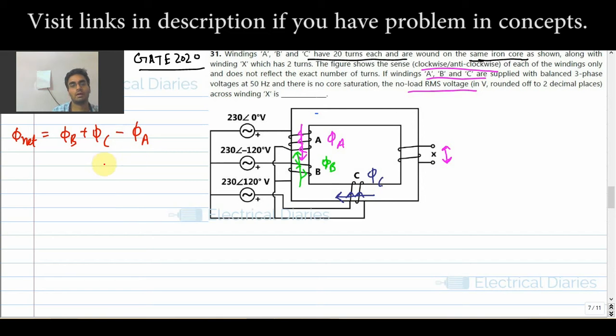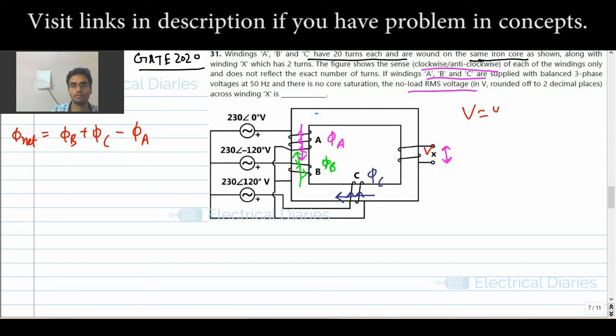Now why was this important? Because the voltage per turn is induced according to the fluxes only. The voltage per turn will be the same in every winding. So if I calculate the voltage per turn, then I will multiply it by 2 to get the voltage Vx. Let us say this is Vx. So that is the overall criteria.